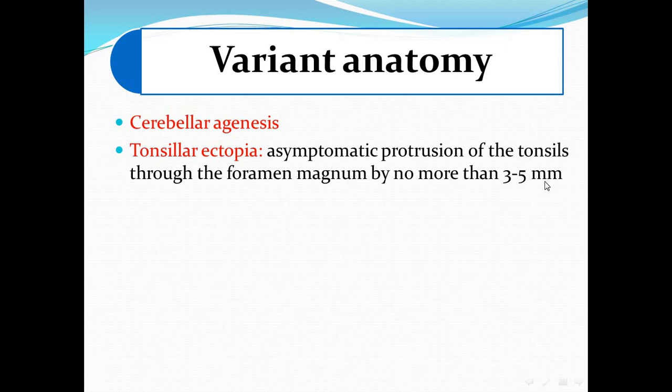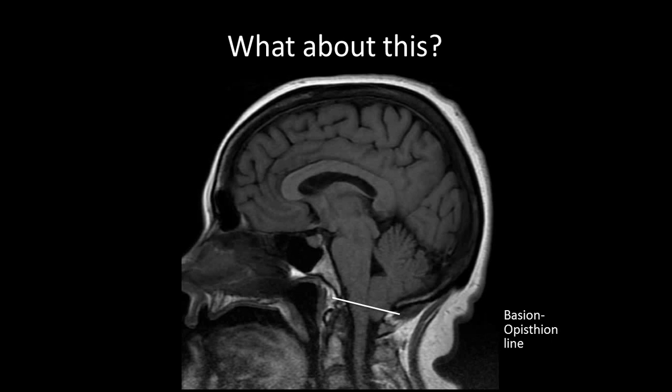So the variant anatomy of the cerebellum mainly are the cerebellar agenesis, we already saw that case, and the tonsillar ectopia. Tonsillar ectopia means that there is asymptomatic protrusion of the cerebellar tonsils through the foramen magnum by no more than 3 to 5 millimeters. What if it is more than 5 millimeters, or more than 3 millimeters on some occasions? It's called what? It's called tonsillar herniation, which could be a part of Chiari malformations. Yes, that's true. So this is a case of Chiari malformation.